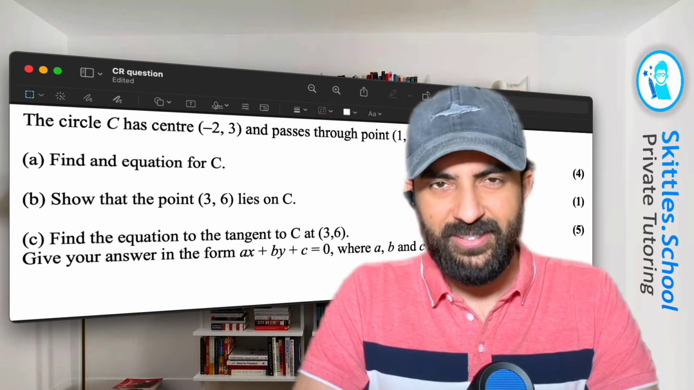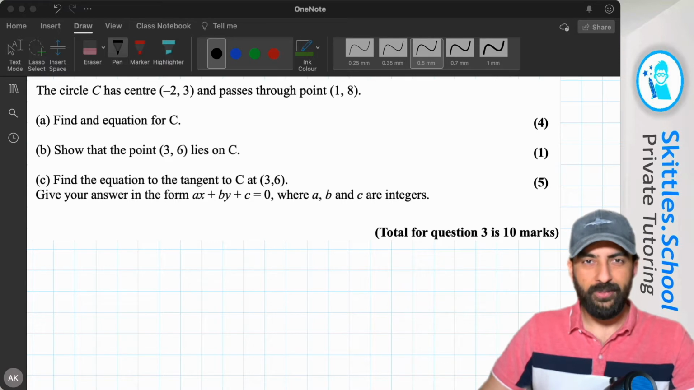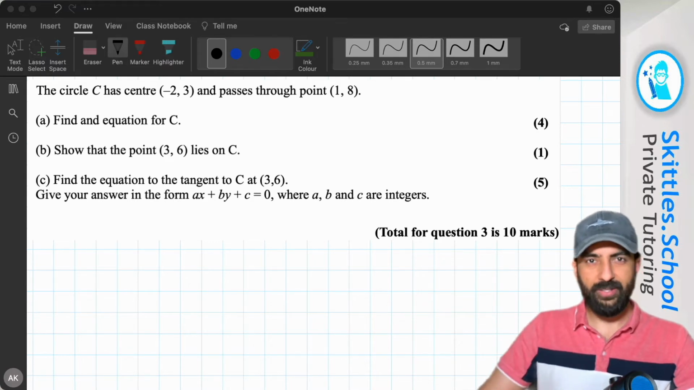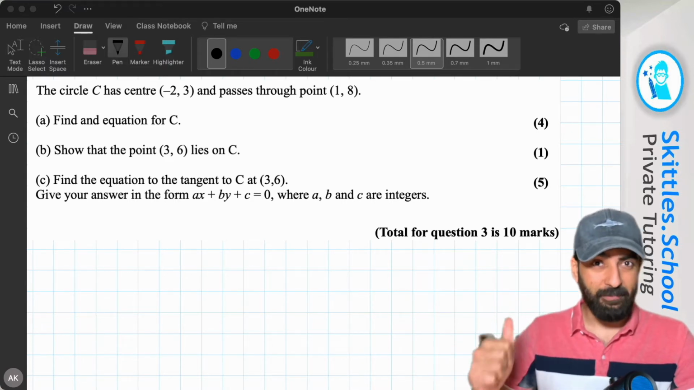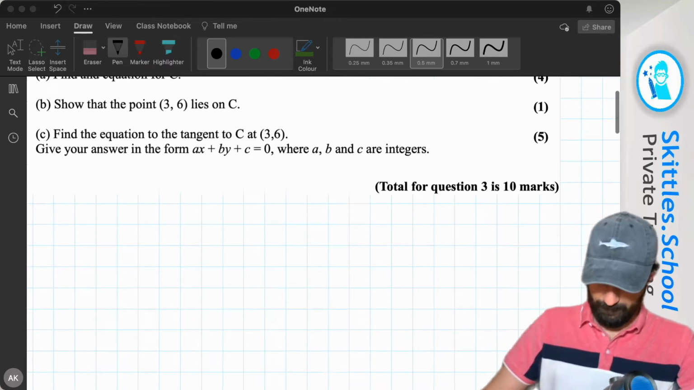Okay, let's dive in and see if we can do this question. So here's the question on our virtual whiteboard. I'm going to do it part by part. But first, let's notice that it is 10 marks, so there's a lot of marks at stake here. Let's take a look at part A.